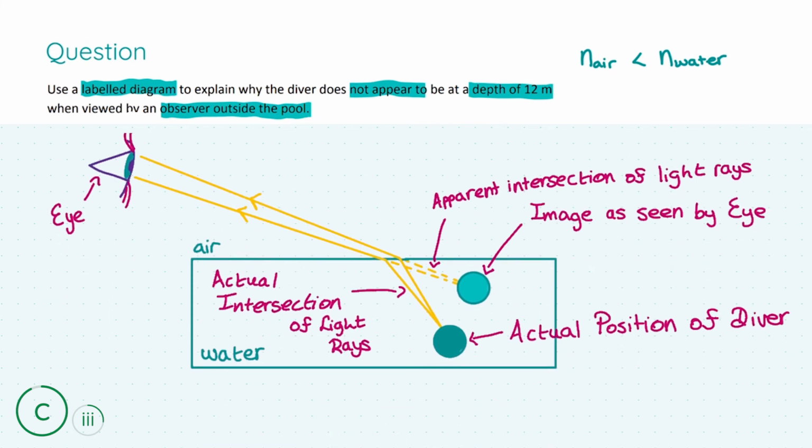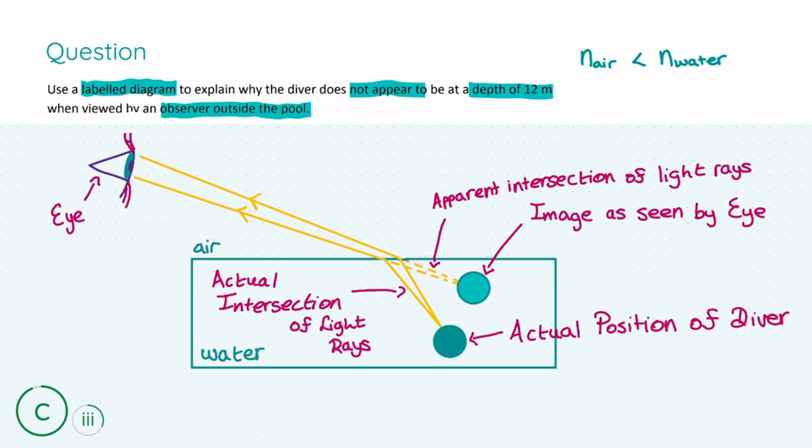And the answer is as follows. We know that the refractive index of a medium is equal to the real depth over the apparent depth when you're viewing an image. That's in your theory. And since the refractive index of air is less than the refractive index of water, we know that the real depth of the position of the diver is going to be greater than the apparent depth of the diver, as you can see in the diagram here.